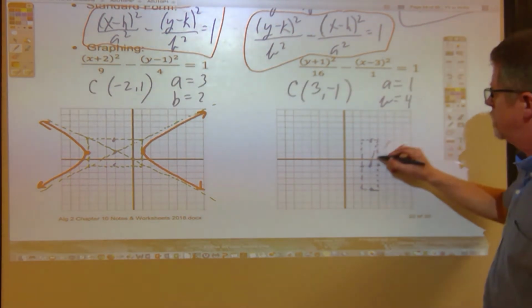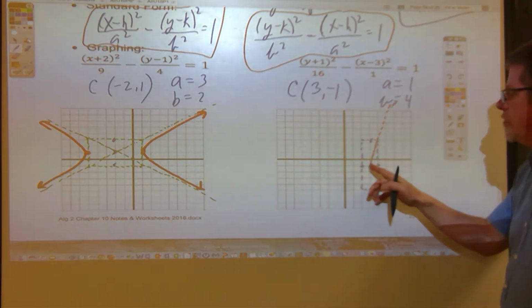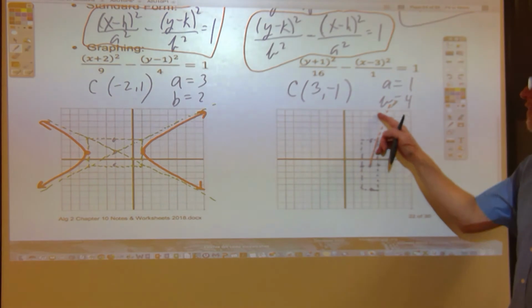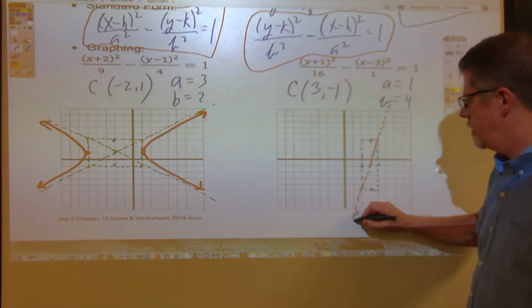Going up 4 over 1. So keep that slope. Here, this is up 4 over 1, up 4 over 1, down 4, left 1.